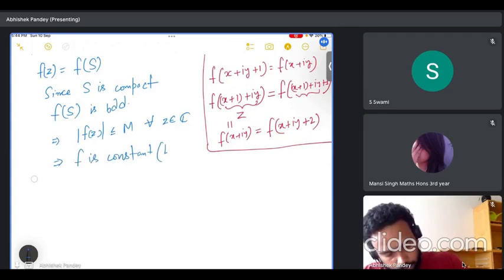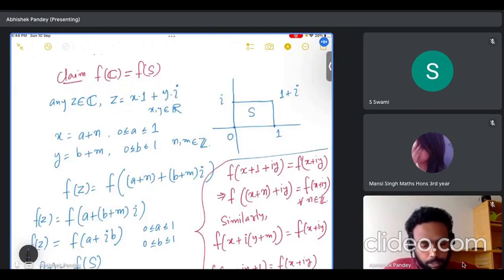This is by Liouville's theorem. Is it okay?